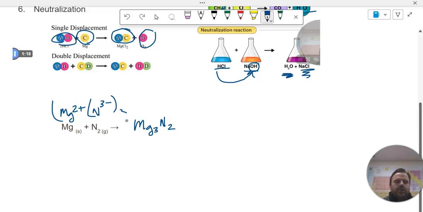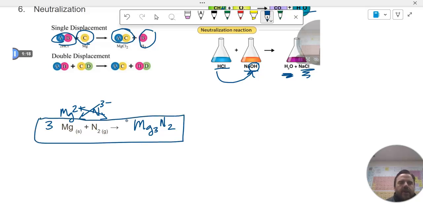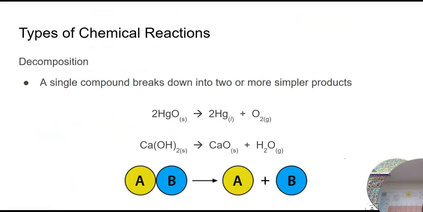Some of you like to do this process. I'm not a huge fan of it, but some of you like to just switch the numbers. Again, that works about 90% of the time, so it's good just to know the limitations of it. So that would form Mg3N2. And then, of course, we just need to balance this chemical reaction. We need to put three of these, and we would have a balanced chemical reaction at that point. And so this is what we call a combination reaction, meaning we have two substances combining to form one substance. Okay, so that completes a synthesis or combination reaction.